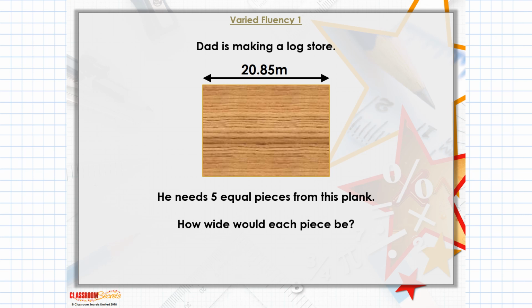So today we're going to be thinking about solving worded problems using jottings, bar model, and division with decimals. So here's our first problem. Dad is making a log store. There's a diagram here to show the plank. He needs 5 equal pieces from this plank. How wide would each piece be?